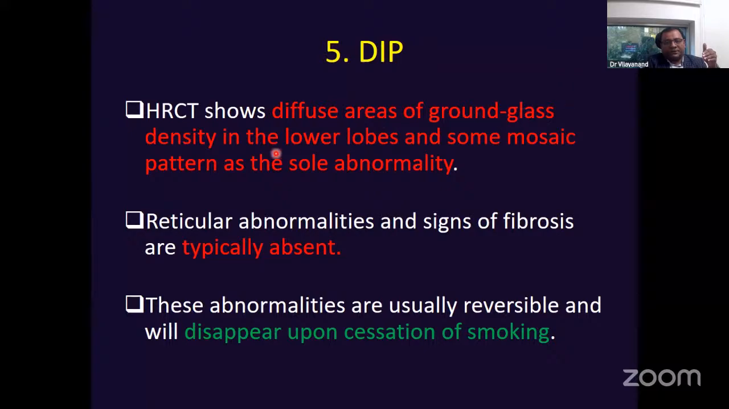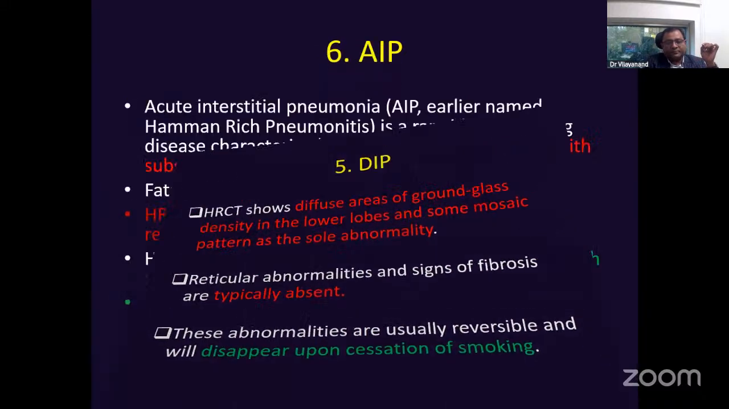It shows diffuse areas of ground glass density in the lower lobes, with some mosaic pattern, as a sole abnormality. Reticular abnormalities and signs of fibrosis are typically absent. So fibrosis and reticular abnormalities are absent; this you need to remember. And these abnormalities are usually reversible on stopping smoking.